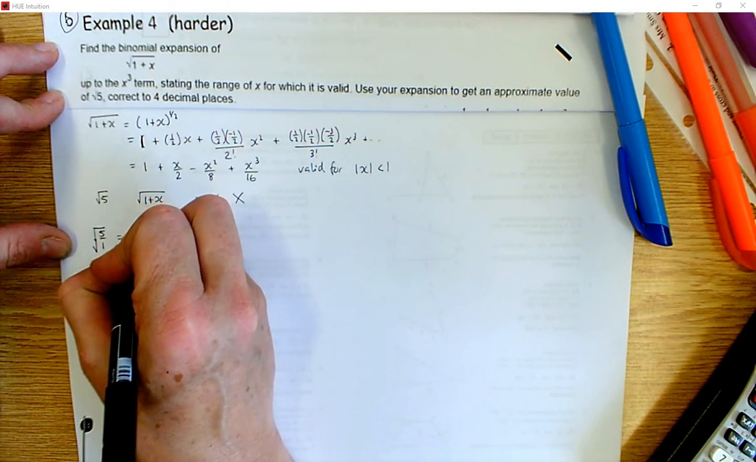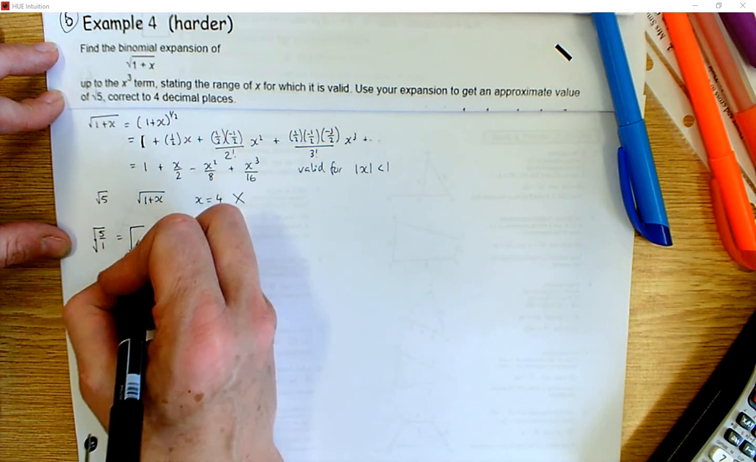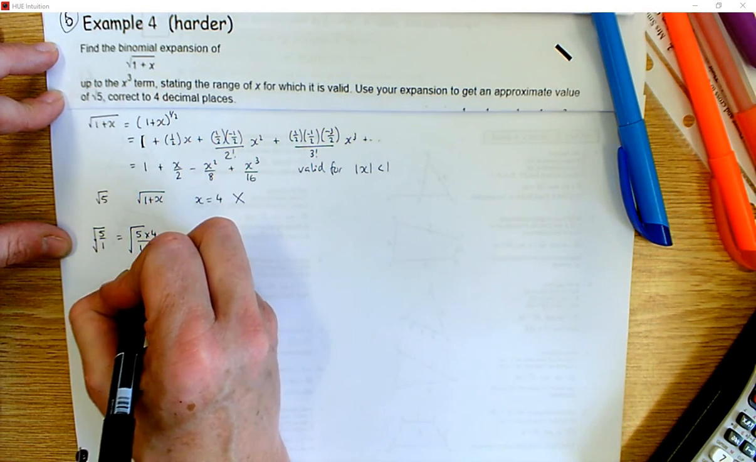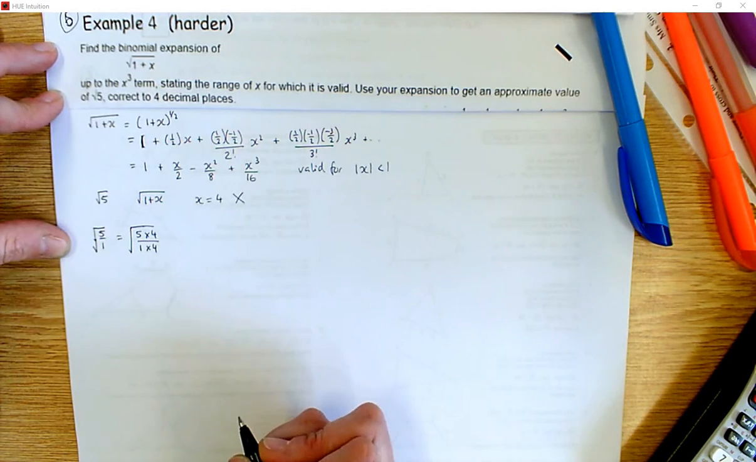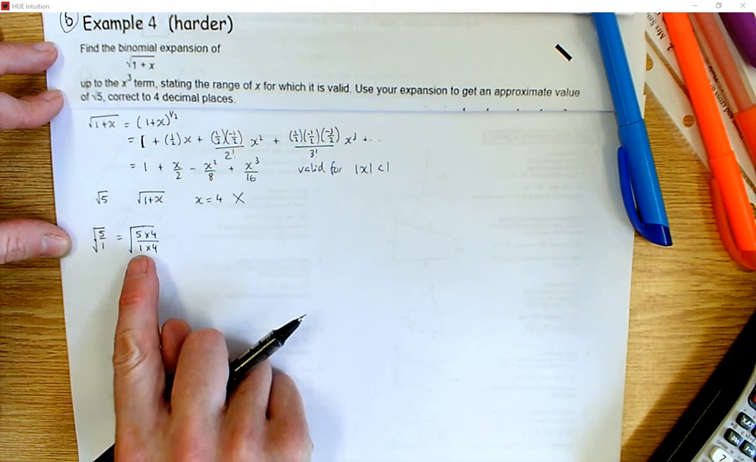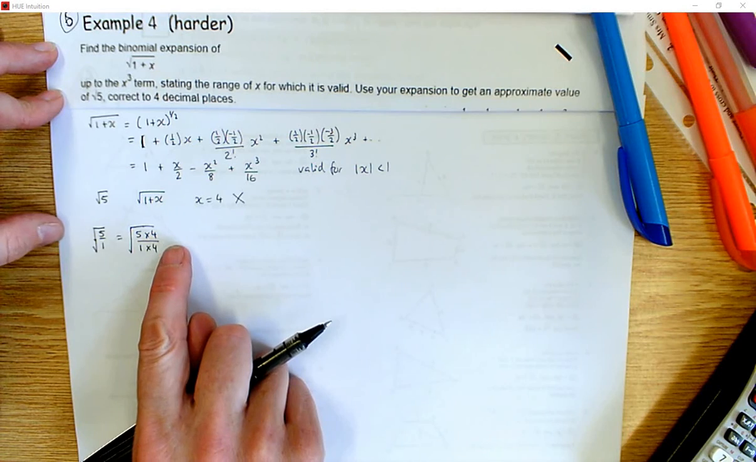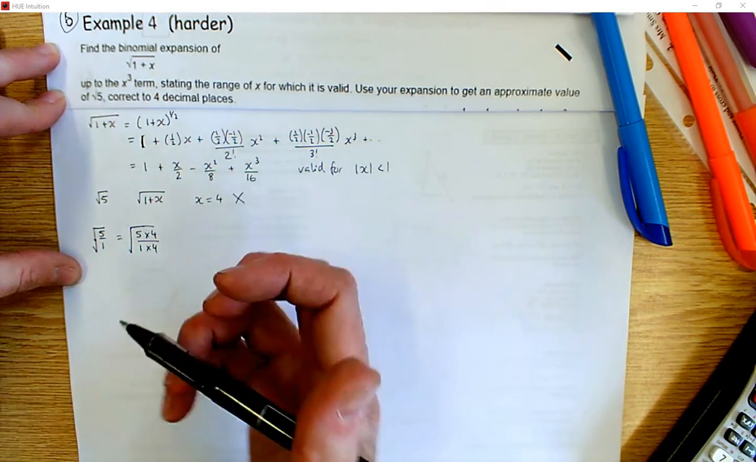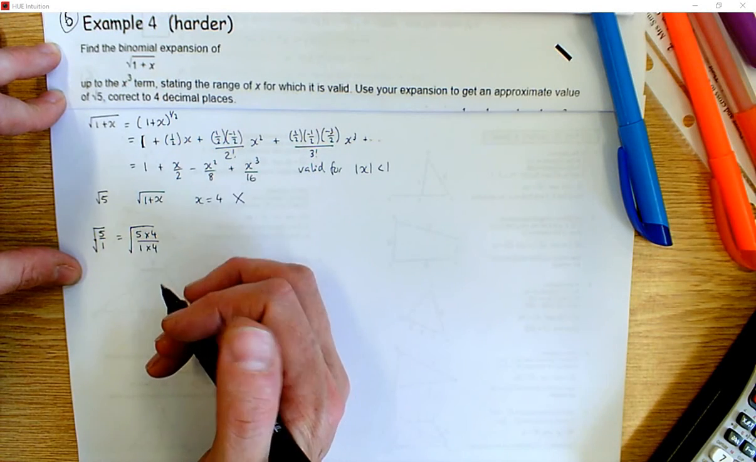So let's think of our square number. So the next square number is 4. So if we had 5 times 4 on the top and 1 times 4 on the bottom, so we'd have root 5 times 2 over root 2, yep. So that would be equivalent.